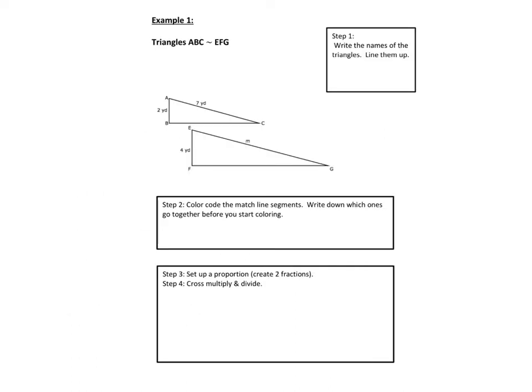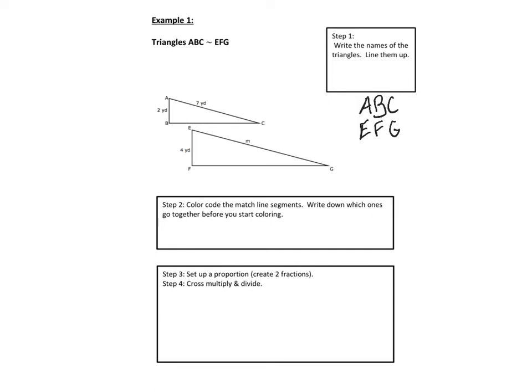So here's our first example. Step 1 says to write the names of the triangles and then line them up. So we are going to write A, B, C, and then we want to write the next set of letters right underneath them in the same order that they appear. So it would be E, F, G.